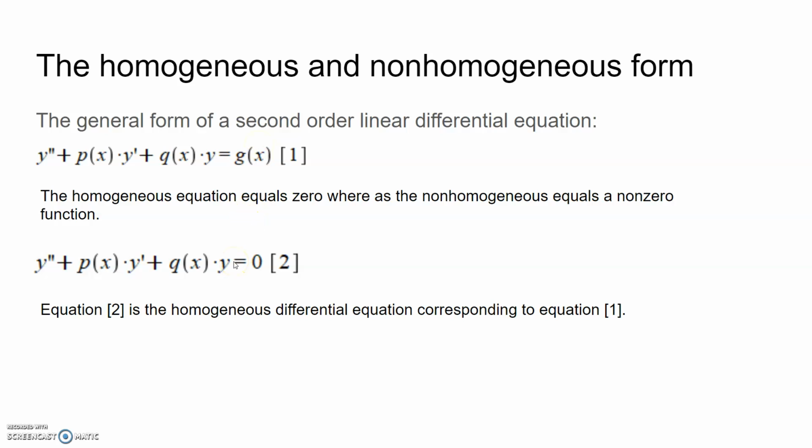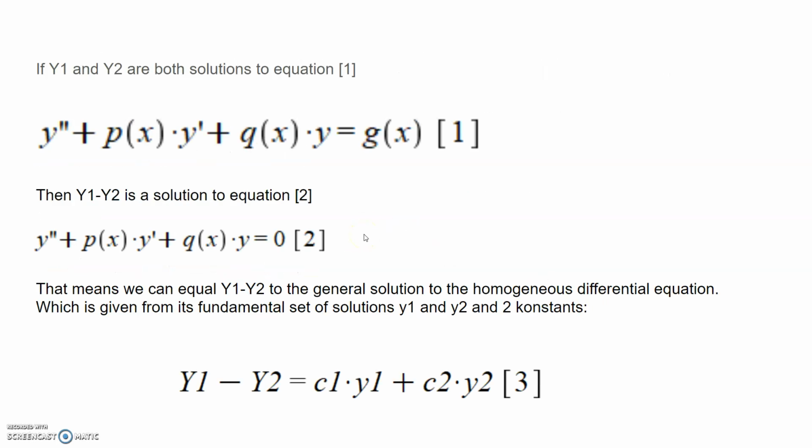So that's important. The second equation here, the homogeneous one, is called the corresponding equation because, tied together, you need this one to solve this one. So equation 2 is the homogeneous differential equation corresponding to equation 1, the non-homogeneous equation. If big Y1 and big Y2 are both solutions to equation 1, then a solution to equation 2 is big Y1 minus big Y2.